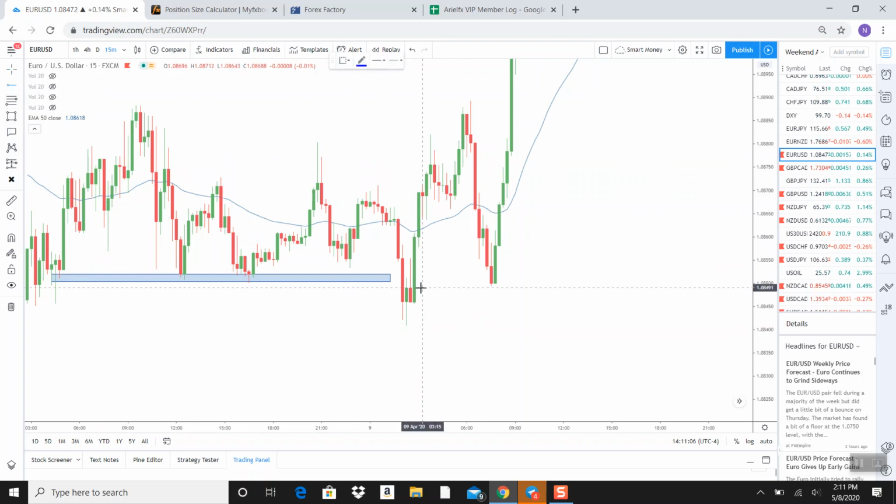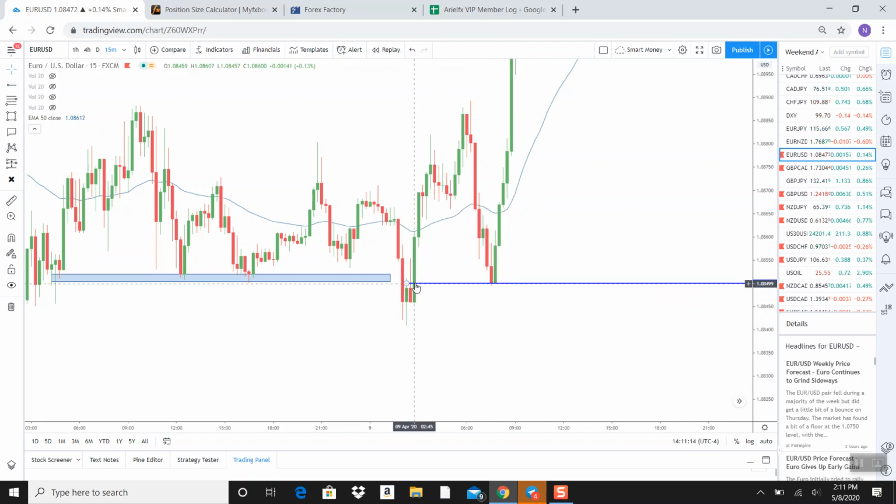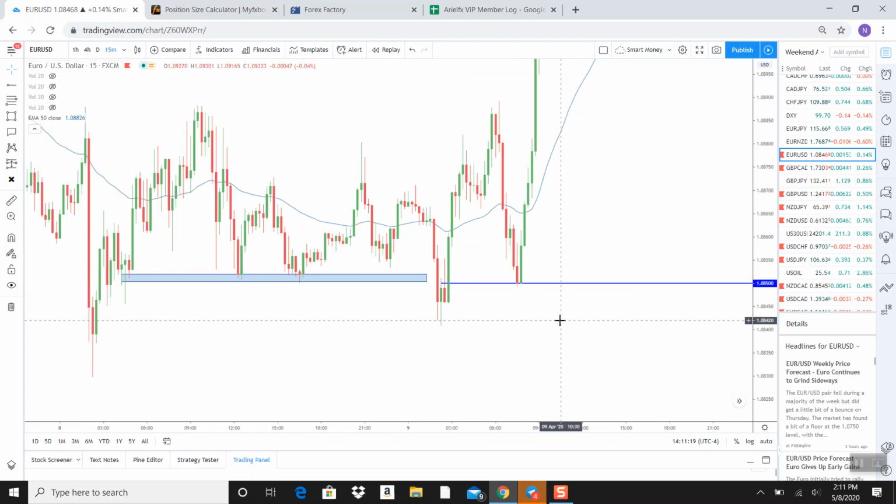So I think it was 550 or 850. Yeah, so it was right there. I'll just make it perfect for you. That was the open on the 5-minute, that blue line. I know this is a 15, you can't see it, but on the 5-minute it is. And we came in and we mitigated that to the T perfectly, and then we absolutely mooned from there.